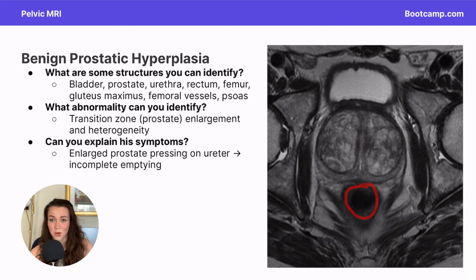Here's your rectum, big black hole. You can see the sort of half-moon outline of part of the femur. We can see our gluteus maximus way back here. And we can see our femoral vessels up here with our psoas right behind.